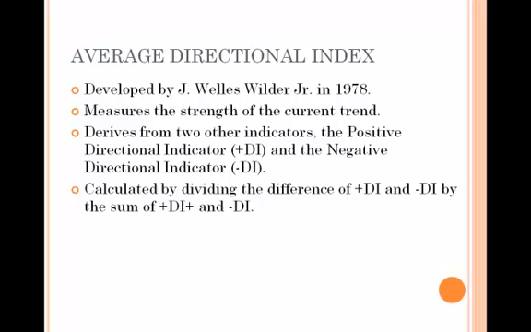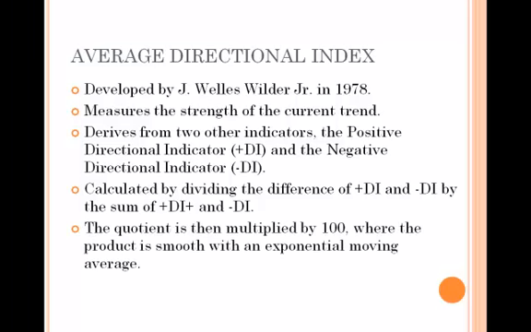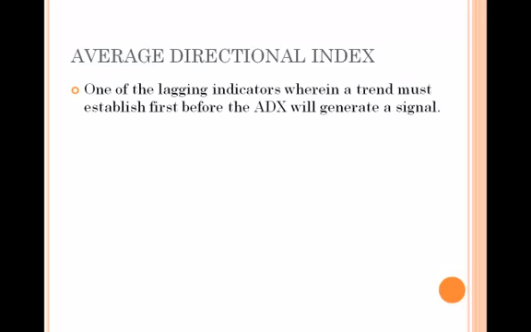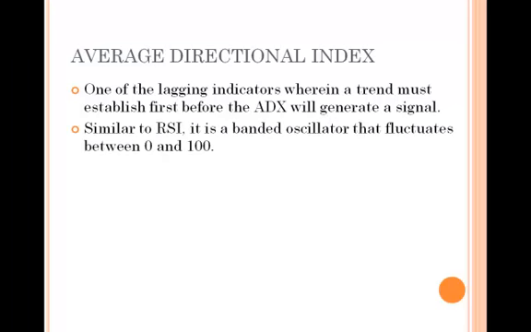The ADX is calculated by dividing the difference of positive DI and negative DI by the sum of positive DI and negative DI. The quotient is then multiplied by 100, where the product is smoothed with an exponential moving average. ADX is one of the lagging indicators wherein a trend must establish first before the ADX will generate a signal.